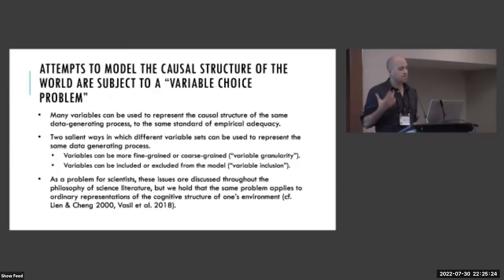And this is discussed throughout the philosophy of science literature insofar as it's a problem for causal inference in science. Jim Woodward in particular has a lot of great recent work on this variable choice problem, but we hold that the same problem applies in ordinary representations of the causal structure of one's environment. And there's some work on this in cognitive science. There's this paper in 2000 by Lien and Cheng, and some more recent work by Neil Bramley and colleagues coming out of Lagnado's lab as well, that tests some of the same things that we're going to be looking at today, but we're going to be doing this in a more unified way, thinking more generally about this variable choice problem and how we can adjudicate between different variable choices in ordinary causal cognition.